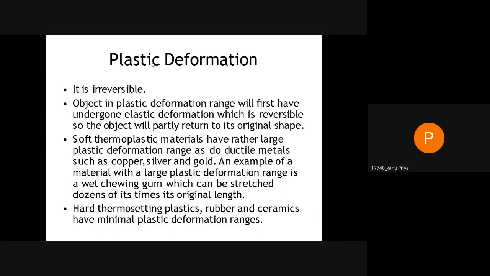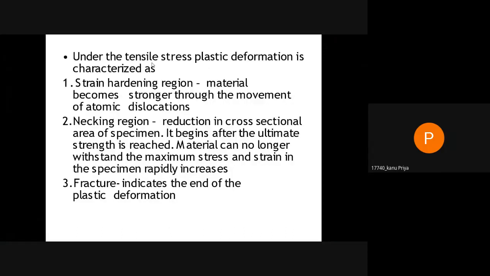Hard thermosetting plastics, rubber, and ceramics have a minimum plastic deformation range. Under tensile stress, plastic deformation is characterized as strain hardening region, necking region, fracture. Strain hardening region: first, the material becomes stronger through the movement of atomic dislocations. Necking region: reduction in cross-sectional area of the specimen. It begins after the ultimate strength is reached. The material can no longer withstand the maximum stress and strain in the specimen rapidly increases. Fracture indicates the end of the plastic deformation.